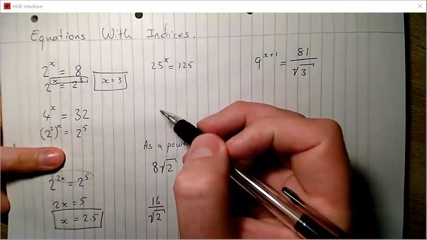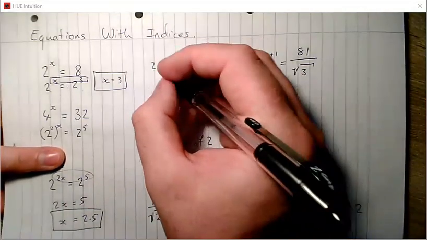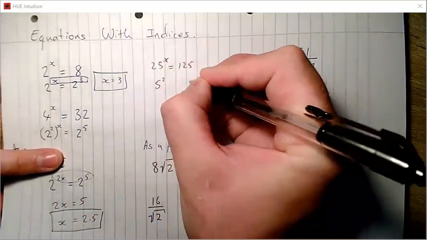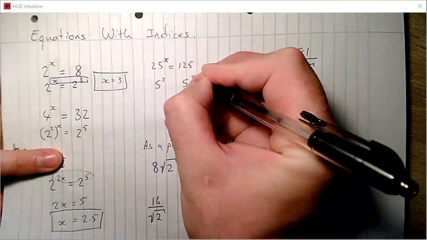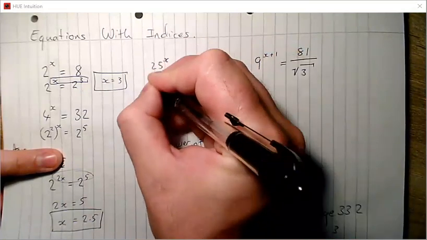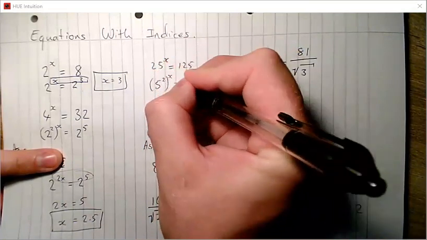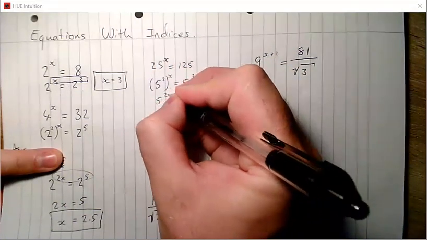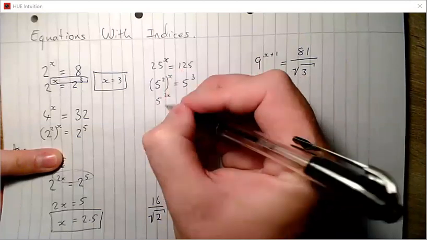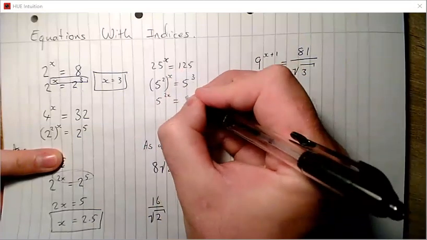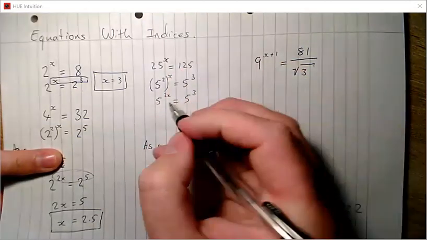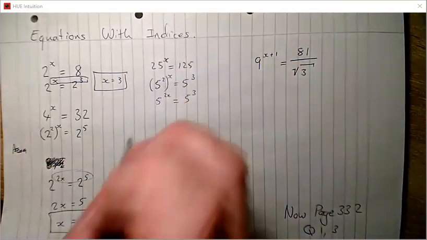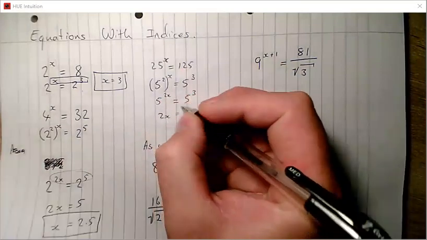Okay, hopefully you've given that a go. You've said 25 is the same as 5 squared, and 125 is the same as 5 cubed. Okay, this now says 5 squared to the power of x equals 5 cubed. And that's the same as 5 to the power of 2x, multiply your indices, an index to the power of an index, equals 5 cubed. And now you can say, well, those two indices have to be the same. So 2x has to be the same as 3.